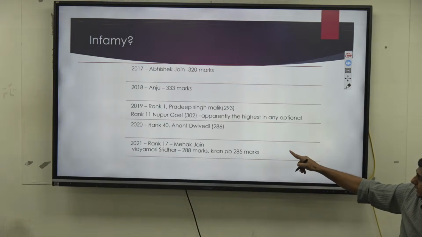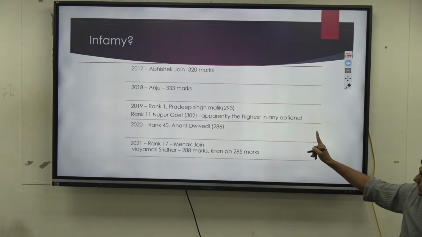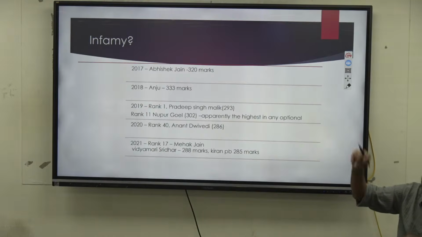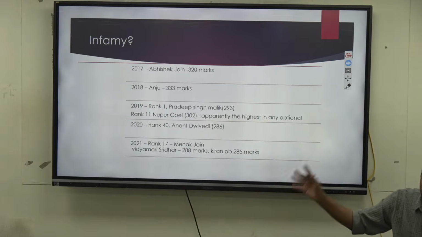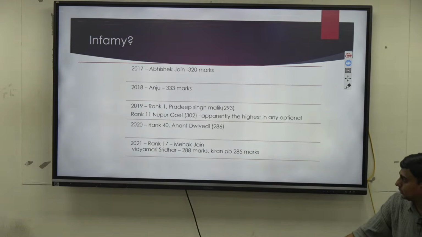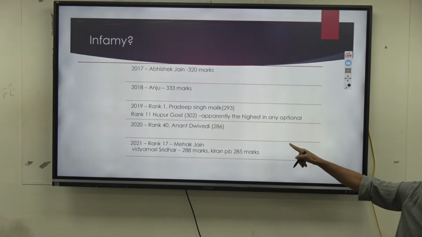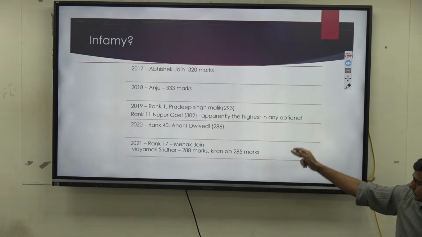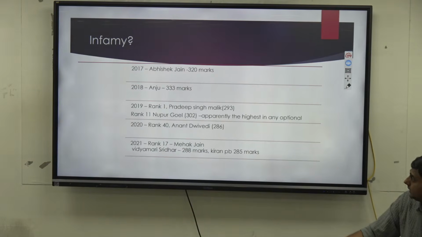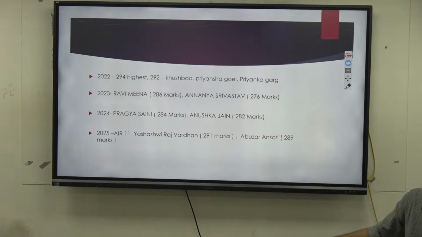In 2019, rank 11, Nupur Goel had got 302. It was the highest in any optional that year, out of all the optionals you take. If you recall, rank 1 in 2019 was Pradeep Singh, also from PABAD optional. Look at 2018, a girl had got 333, in 2017 someone had got 320, Abhilash Mishra had got 324. Sometimes 280s, sometimes 290s, it keeps varying. 300 plus in the last 3-4 years is very rare.